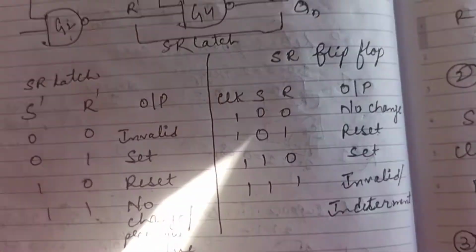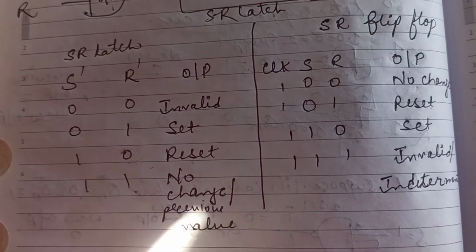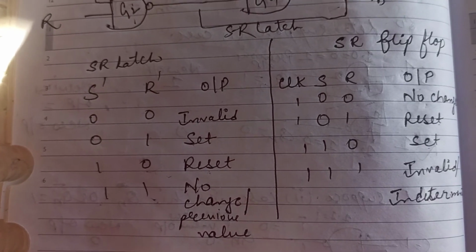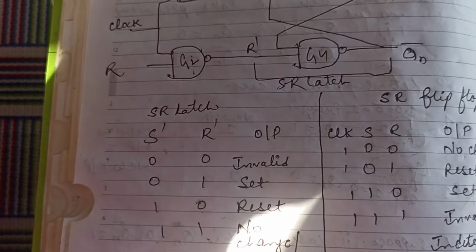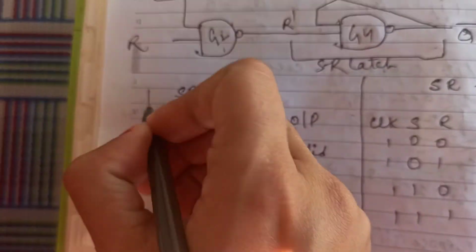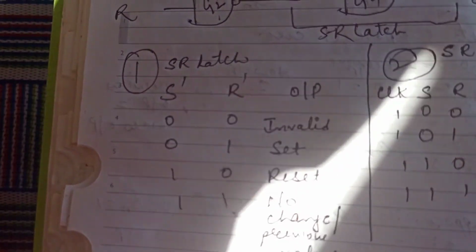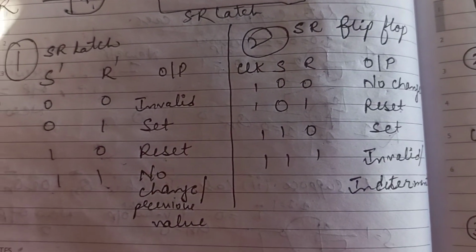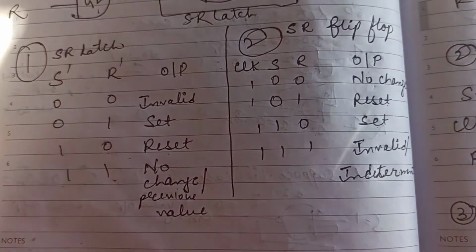You can see here. Now just see these two tables. Where is the difference between them? First we have the table of the SR latch. This one is our first table and this one is our second table. This is the table of the SR latch and this is the table of the SR flip-flop.